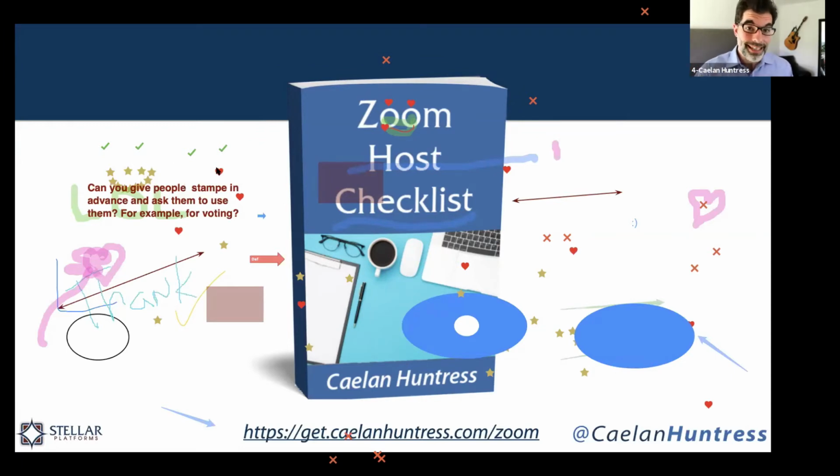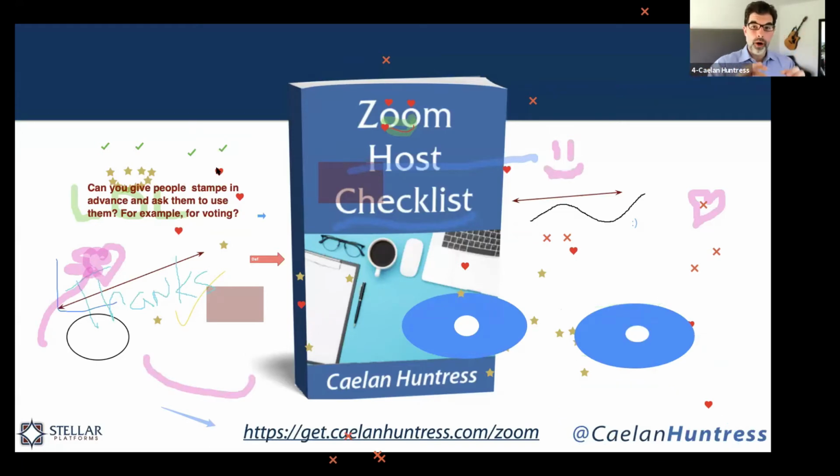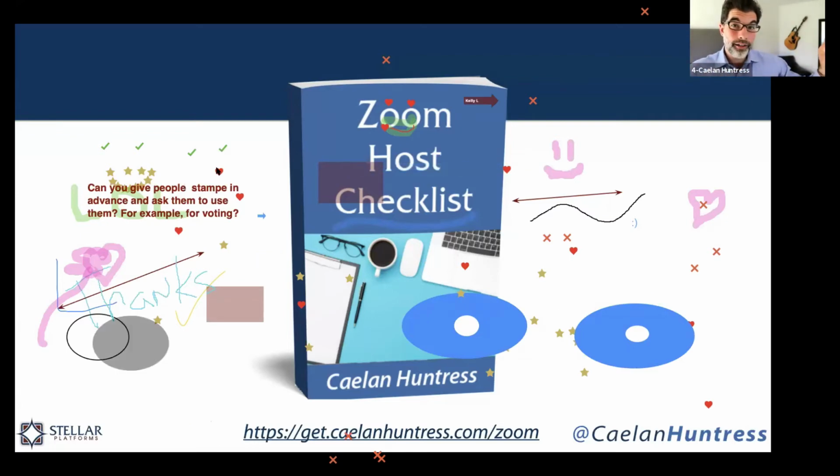Voting with stamps is a great way to collect ideas. You can do an axis and say, vote for this quadrant, that quadrant, 1 to 10 on a line. I feel like I'm over here, I'm over there. Anyway, I'm getting ahead of myself.